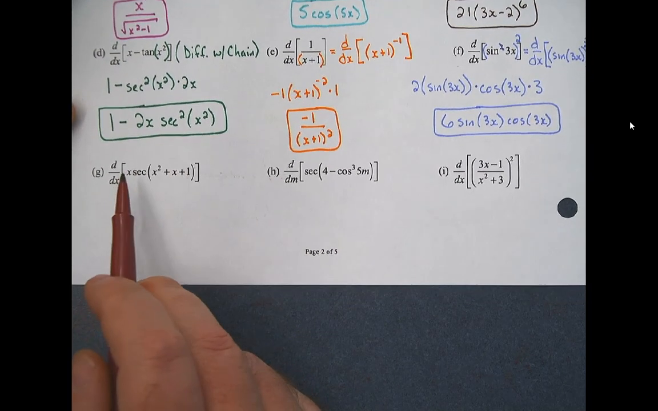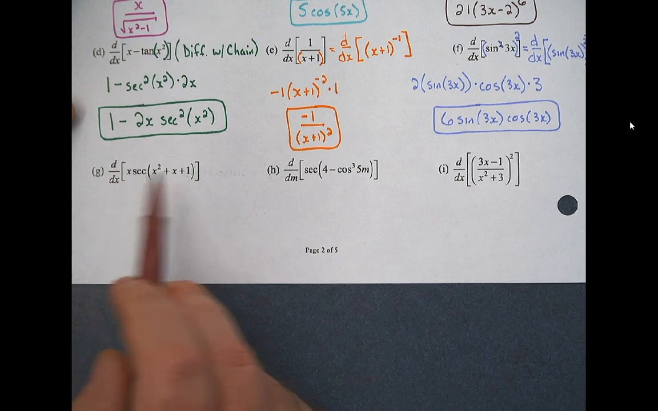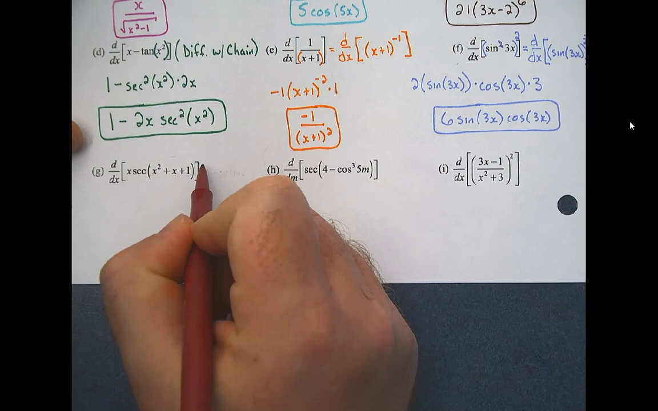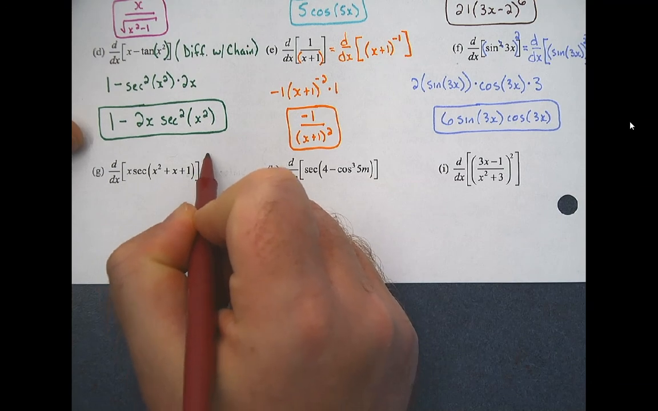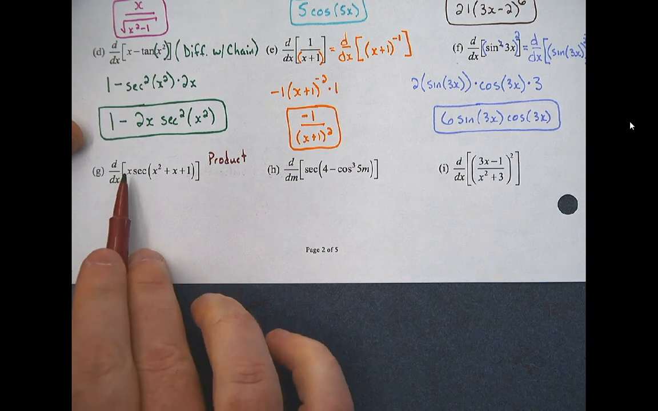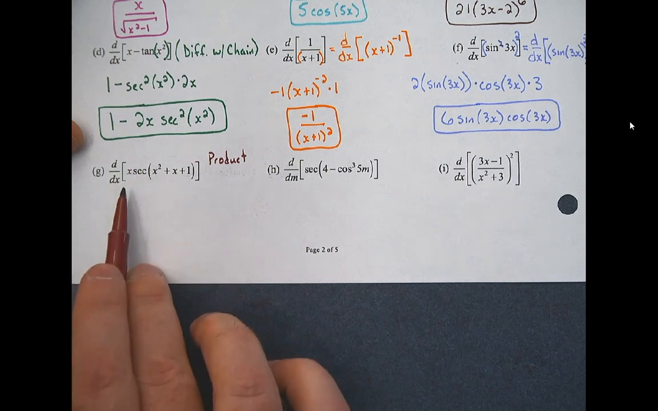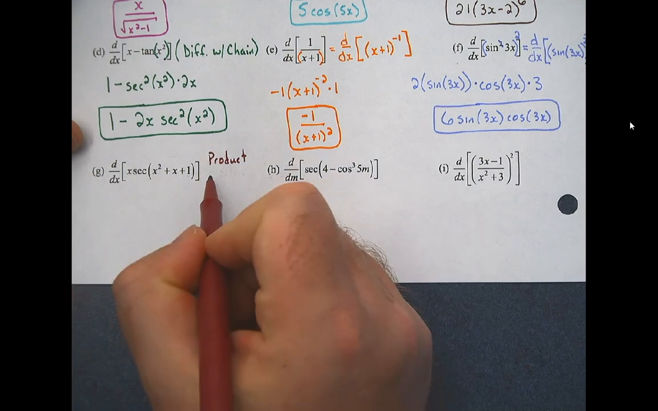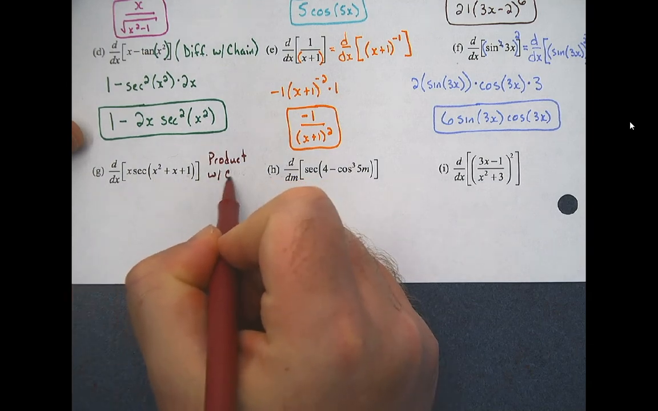All right, so overall, what type of rule? I'm looking at this. I've got x times, all right, right there. That's a product rule. This is a product. Okay, so there's x times something. So when I derive x, that's going to be easy. When I derive secant of something, oh, that's a chain. So this is a product rule with the chain rule.